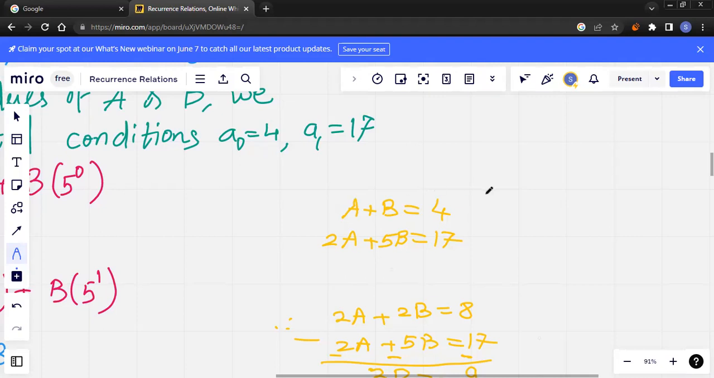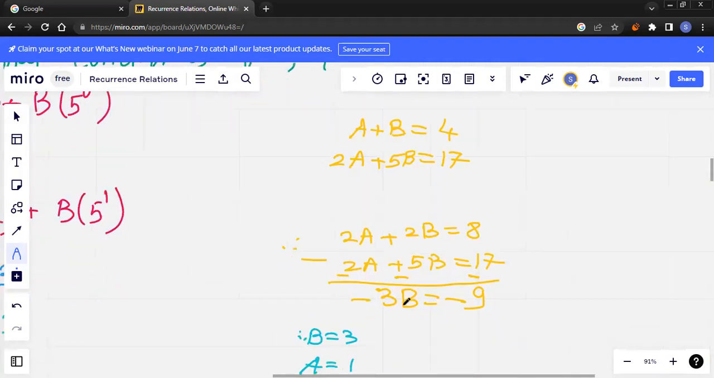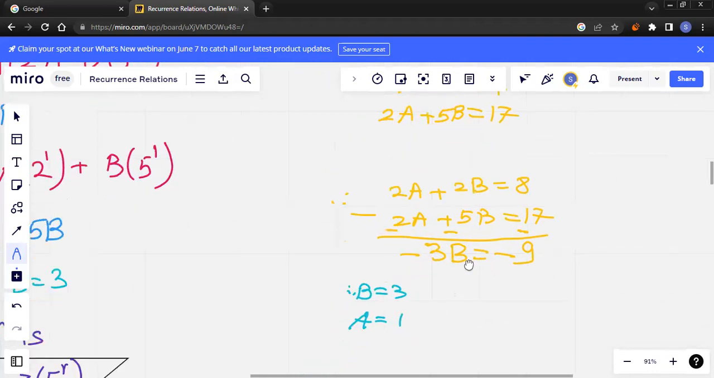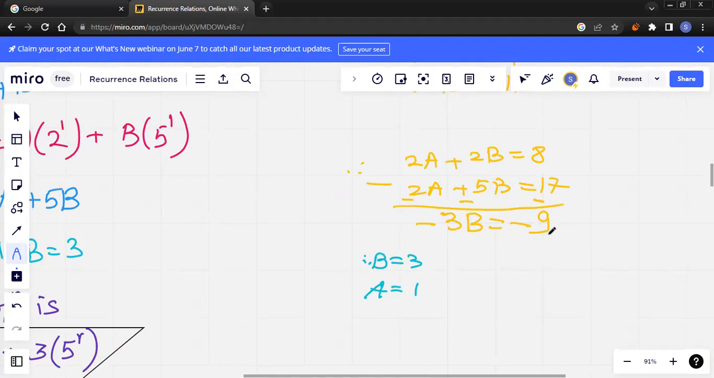And let us solve these two equations simultaneously. So what we'll do is we'll double this equation so as to get twice A. We got 2A plus 2B equal to 8. And from that let us subtract this second equation. So what do we get? These 2A's get cancelled. 2B minus 5B produces minus 3B, and here it is 8 minus 17 giving us minus 9. So minus 3B is minus 9. So what will be B? We divided by minus 3 on both sides. We got B equal to plus 3.